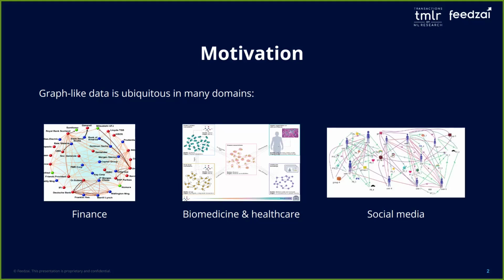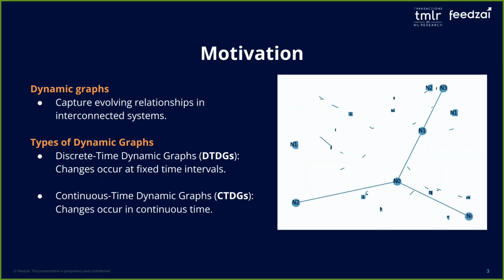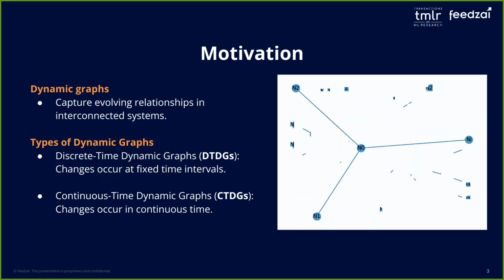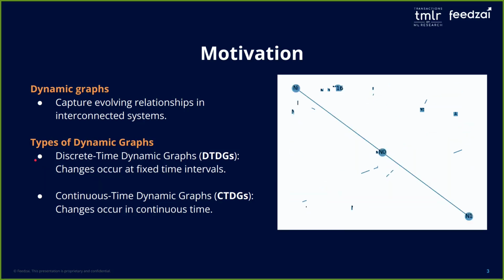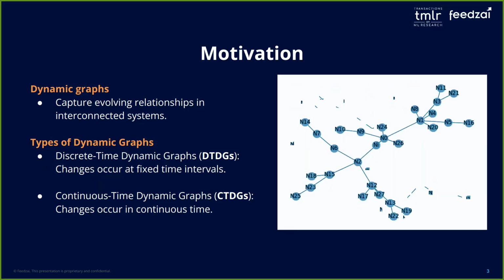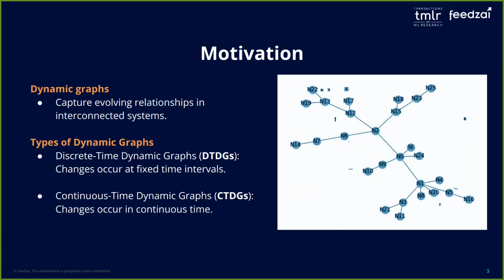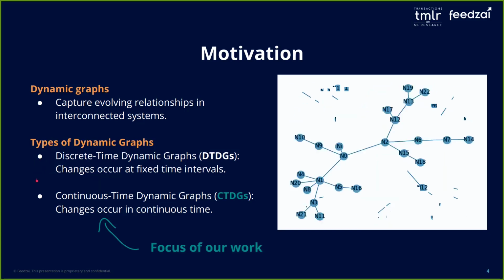Graphs serve as a foundational structure for modeling and analyzing interconnected systems with applications ranging from finance to healthcare, social media, and many others. Most real-world graphs are dynamic, meaning that they change over time, representing evolving systems. Dynamic graphs can be divided into two types: discrete time dynamic graphs, where the graph can be seen as a set of snapshots over time, or continuous time dynamic graphs, where the graph is continuously changing, with new edges or nodes being added or removed. In this work, we focus on continuous time dynamic graphs.